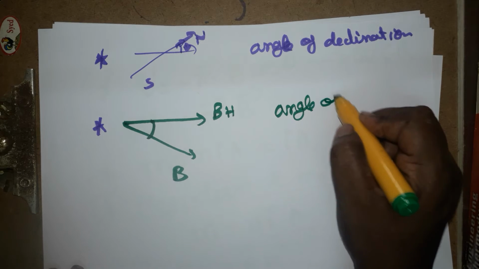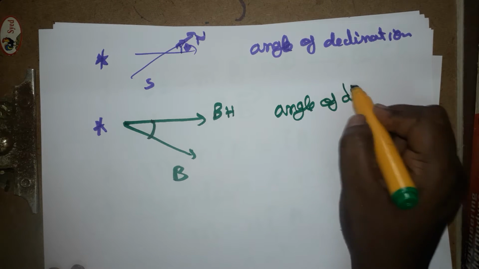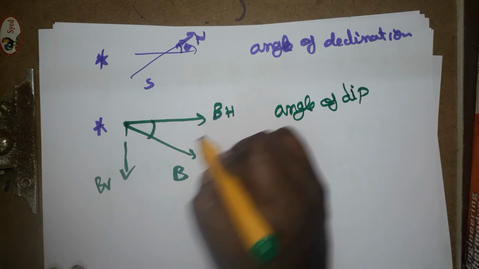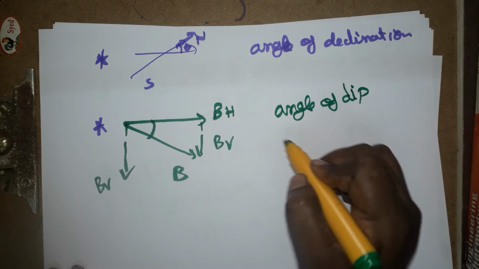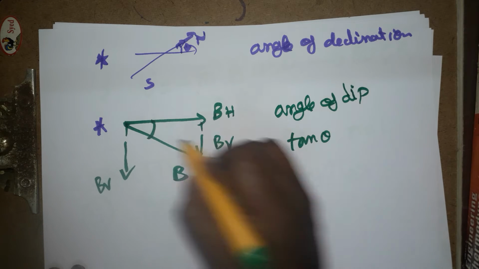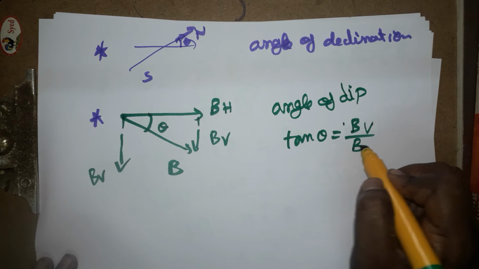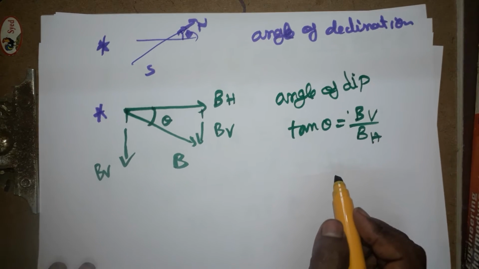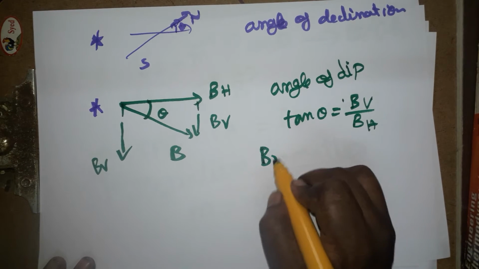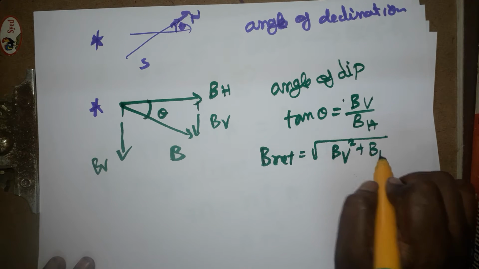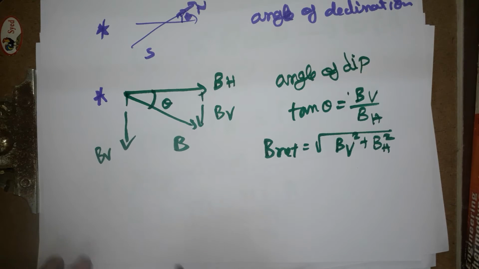Many times this question is asked, angle of dip. Okay, so the vertical magnetic field is BV, the opposite side. Tan theta is equal to opposite by adjacent, BV by BH. Otherwise B net is equal to root of BV square plus BH square, like that also you can write. Okay.